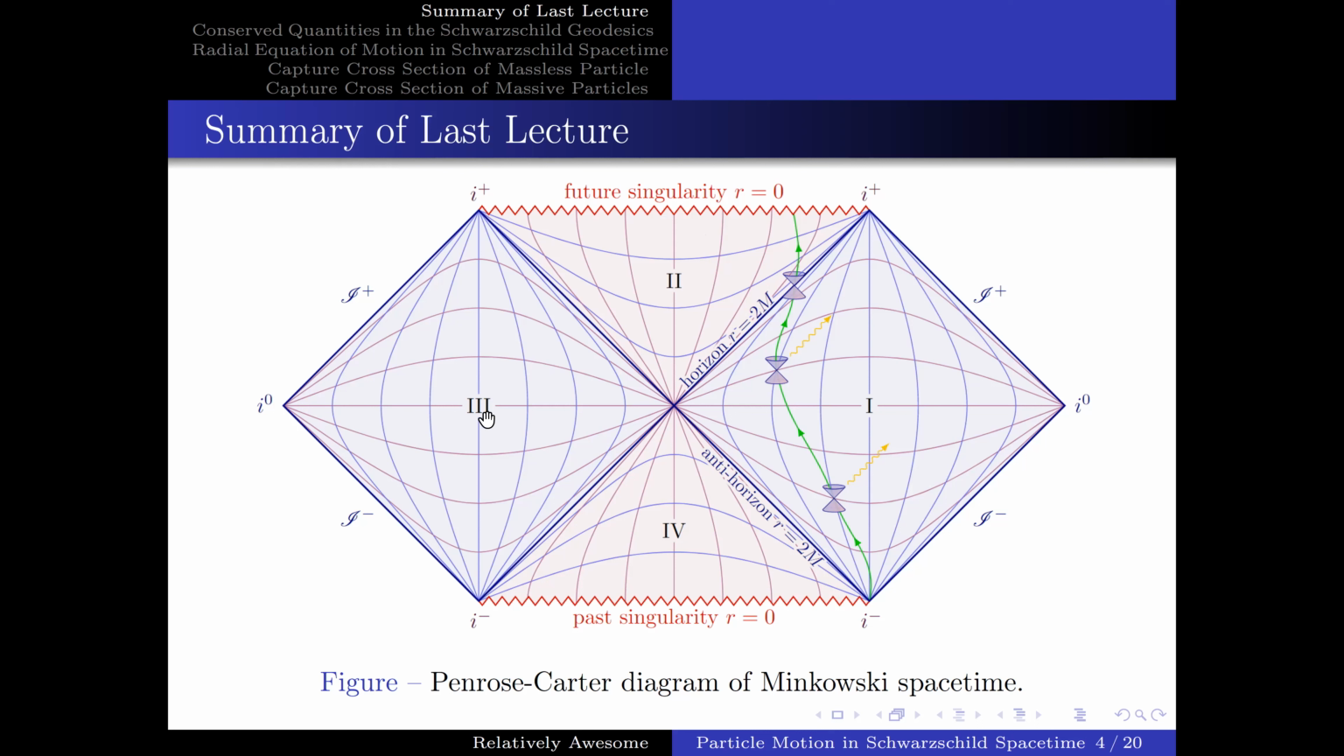Region 3 is known as the exterior white hole region, where capital U tilde is greater than 0 and capital V tilde is less than 0. And finally, we have region 4, known as the interior white hole region, where capital U tilde is less than 0 and capital V tilde is less than 0.